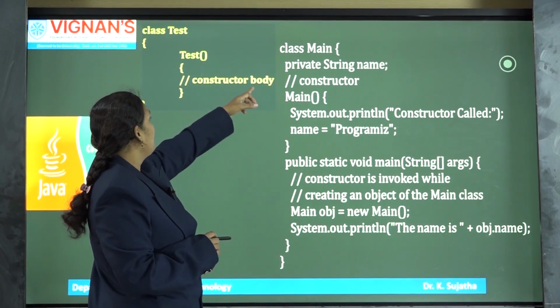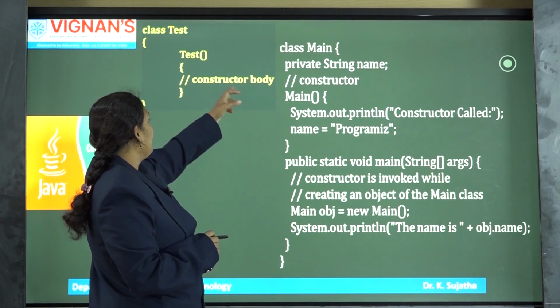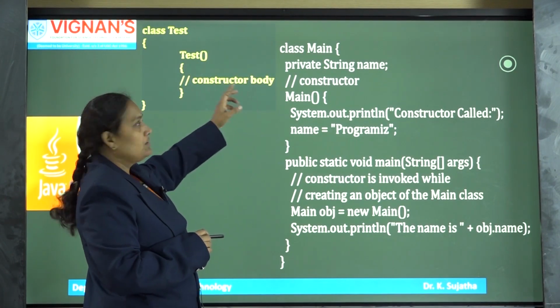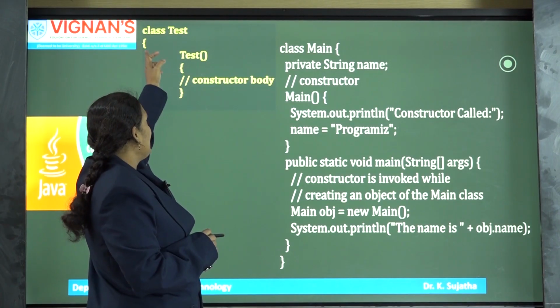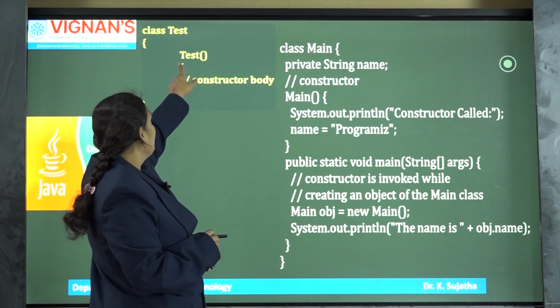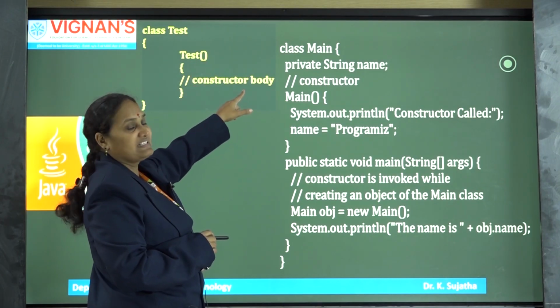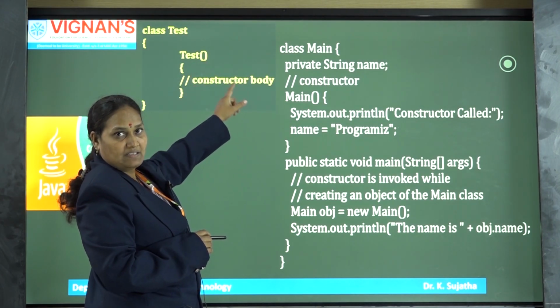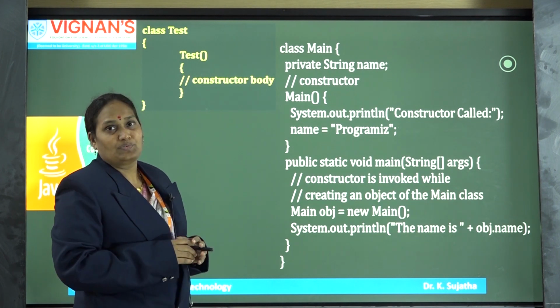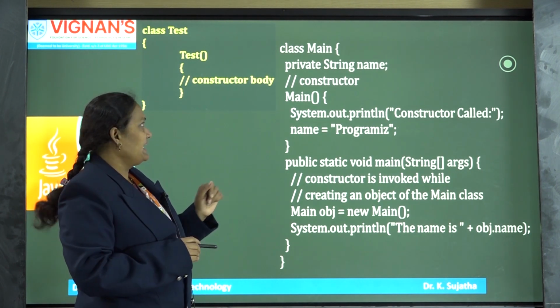Now here, whatever body I want to write in the constructor, I can write it here. So this is the main syntax: the class name, the constructor name, and the body which is present in the constructor, which I can write here. This is the syntax that we need to follow for creating a constructor for my class.